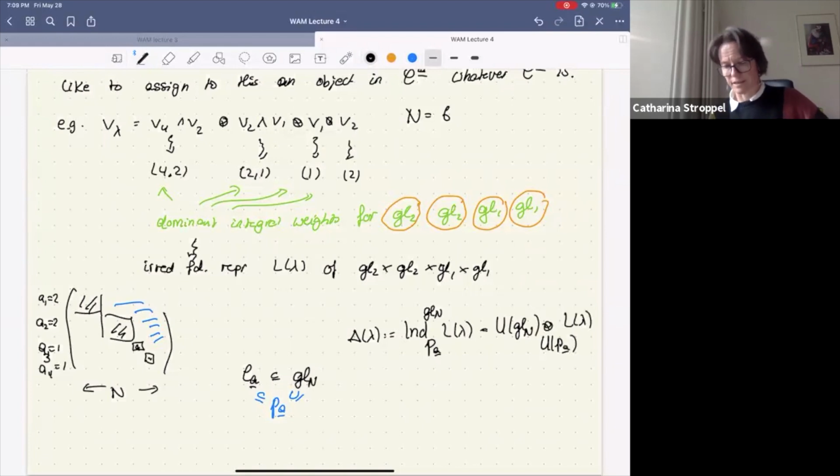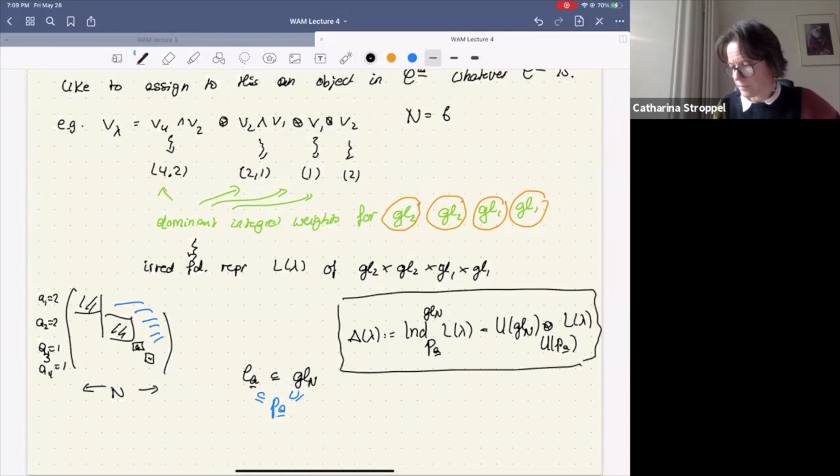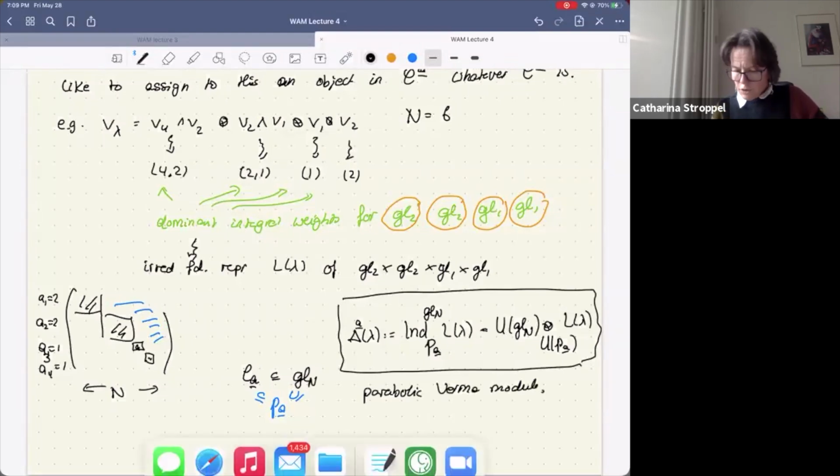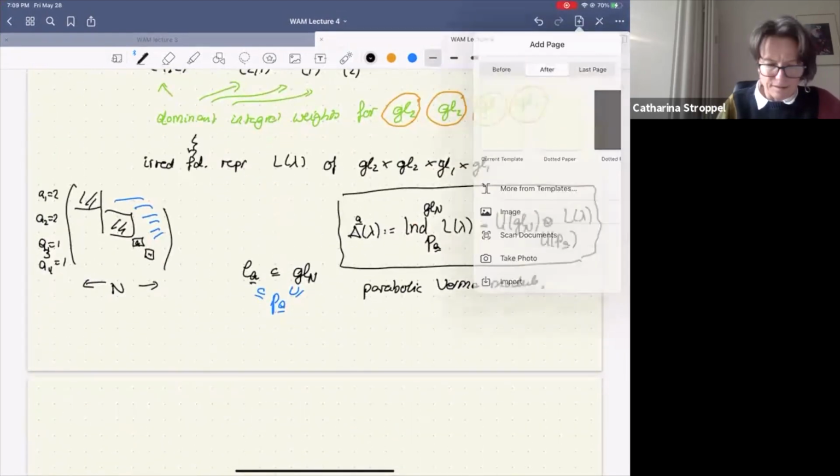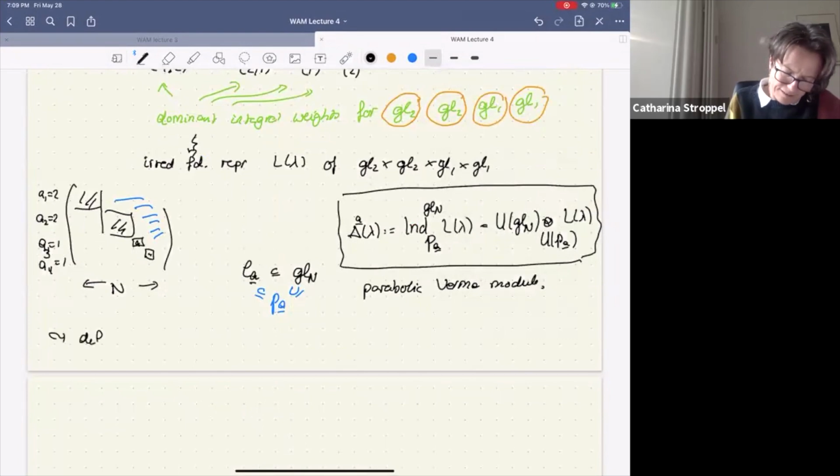And so there's nothing quantized. This has nothing to do with the quantization and the GLN before. So this module depends on lambda, and of course it depends on A. And this thing is called a parabolic Verma module. One can define somehow a category around it, O of A, around these modules.